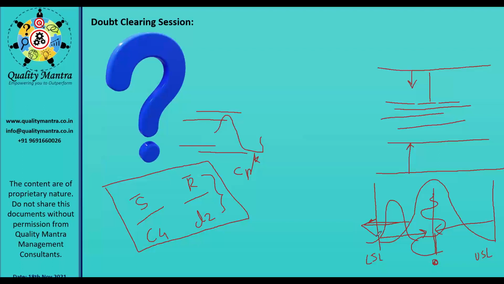If that is not the case, then either your specification is wrong. If you are talking about processes and your control limits are higher than your specification limit, it means either you have set the wrong specification or you have set the wrong setting point. Otherwise, why should it happen?